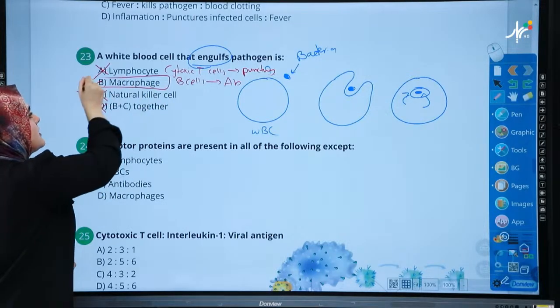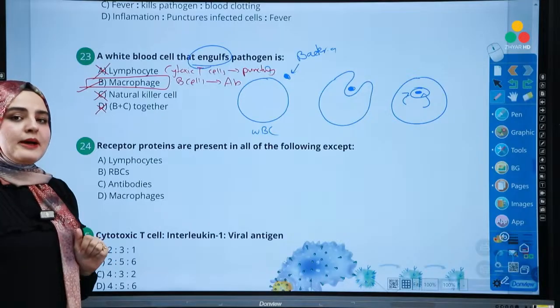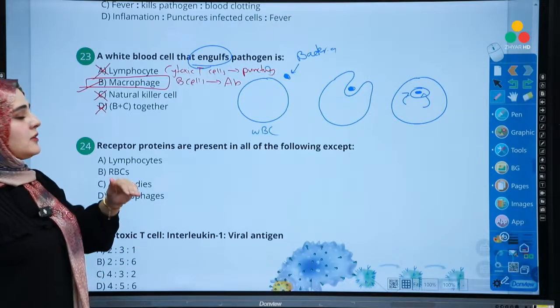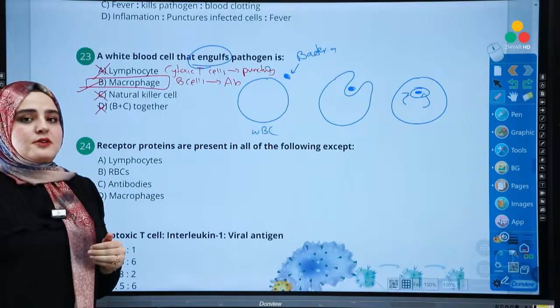Our answer is macrophage. Another one that is engulfing is neutrophil, by the way. They're actually under one label called phagocyte because this process is called phagocytosis.